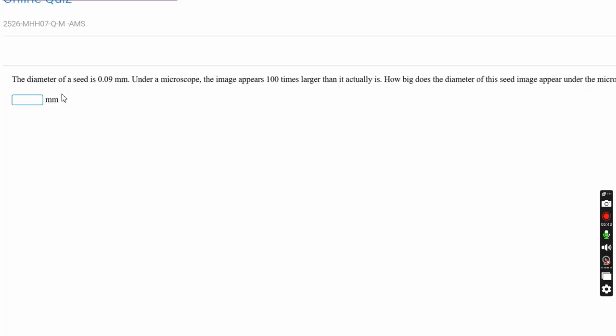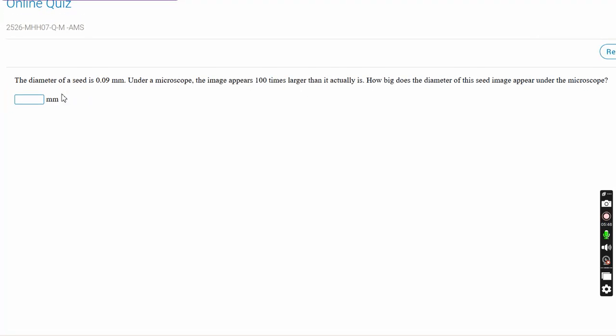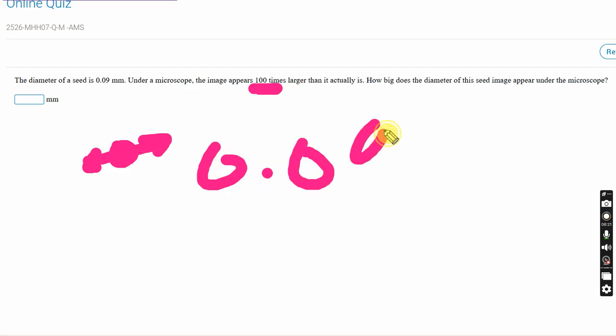Now here, usually people get confused by the word problem, but just read them part by part and understand what they're trying to tell you. The diameter of a seed is 0.09. So there is a seed, it's a diameter. So like the side of it is 0.09. Under a microscope, the image appears 100 times larger than it actually is. So microscope, as you know, it makes the image look bigger. Like, you know, our camera, as we zoom into it, it makes things look bigger. The same thing like that. How big does the diameter of the seed image appear under the microscope? They're asking about the seed image inside the microscope, and they have given you that it is 100 times larger. So you just multiply 0.09 by 100.